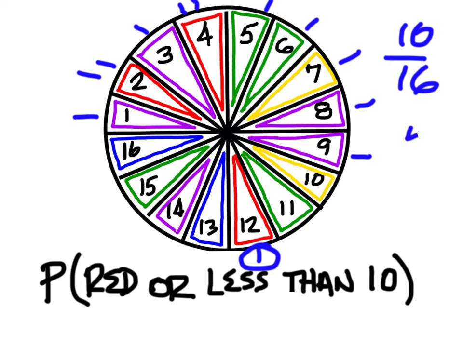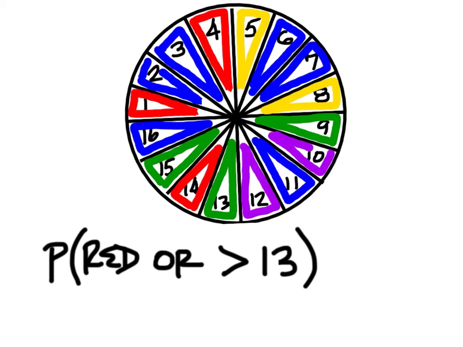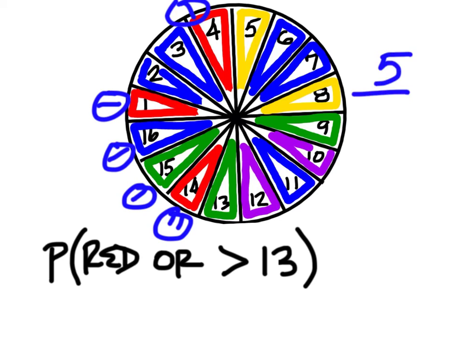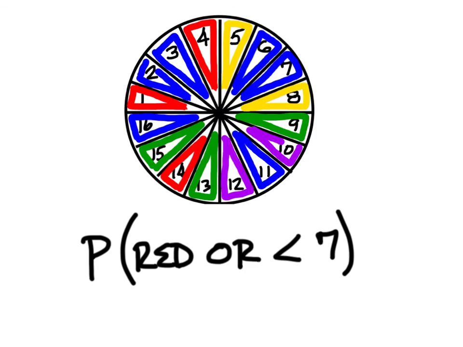Alright, bring this one up. We need red or greater than 13. So here are the red. Greater than 13 would be an overlap on 14, then 15 and 16. So 1, 2, 3, 4, 5. 5 over 16 is the answer. This one up. Red, we have 1, 2, 3 red, and then less than 7, we would go 6, 5, overlap 4, 3, 2, overlap 1. So we'll end up with 7 over 16.